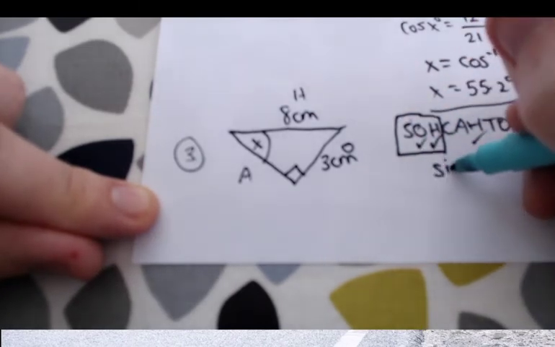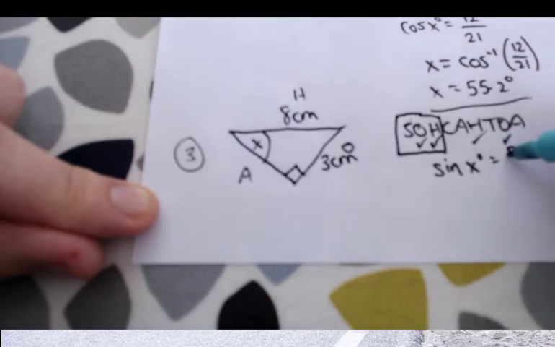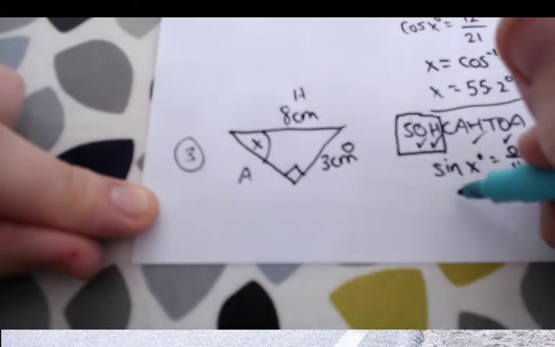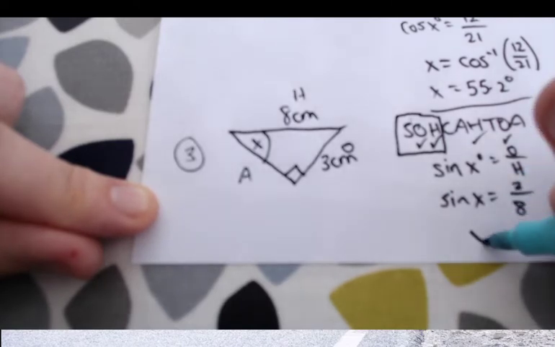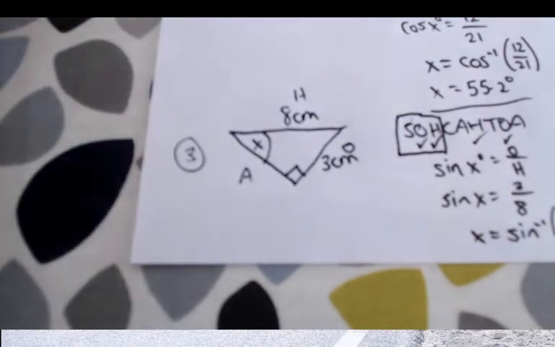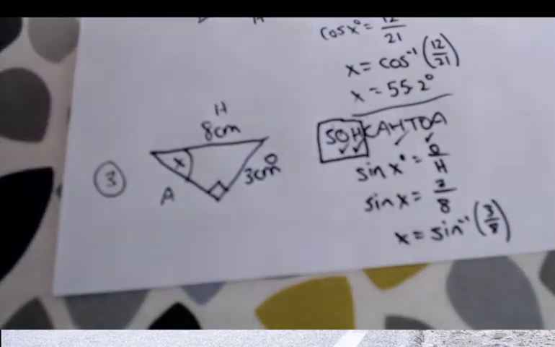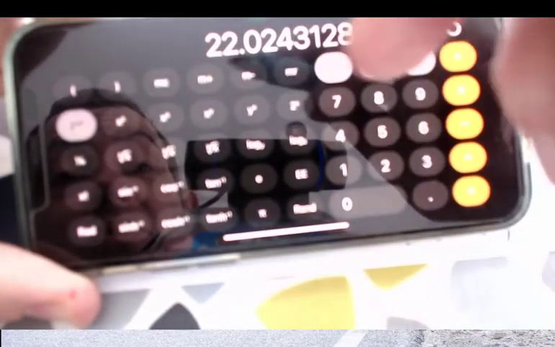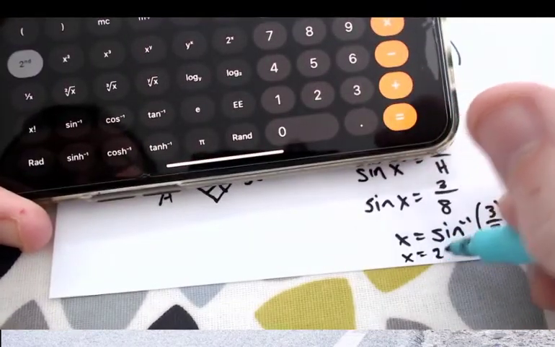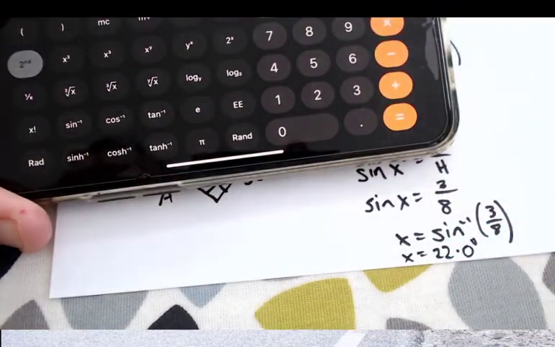So I'm going to write out this rule for sine. So sine x is opposite over hypotenuse. Fill in the 2 numbers. So the opposite is 3, hypotenuse is 8, and then I'm going to inverse sine 3 over 8. Go to my calculator, flip it around so it's sideways, so it's going to be 3 divided by 8, and I want sine minus 1, so 22.0.